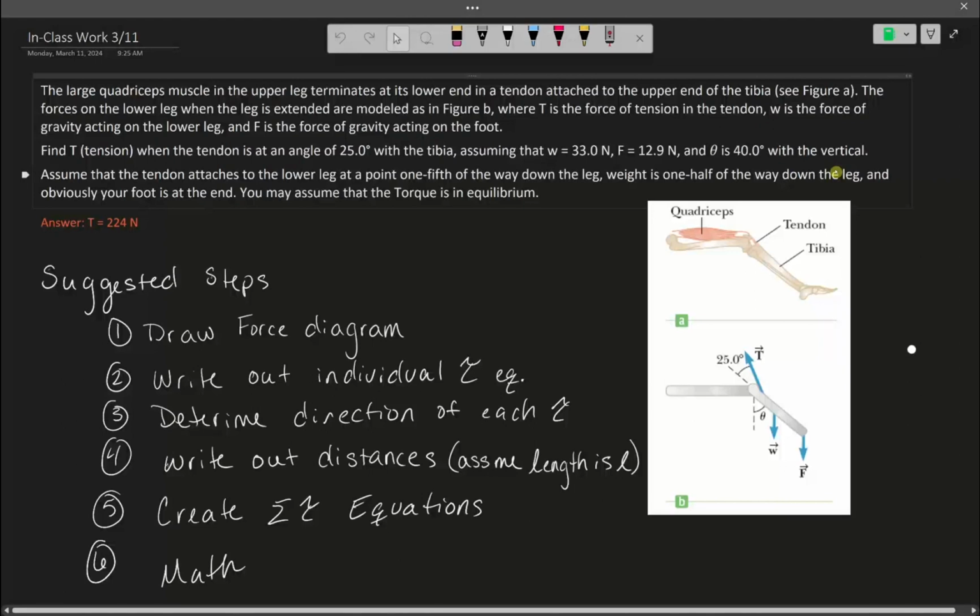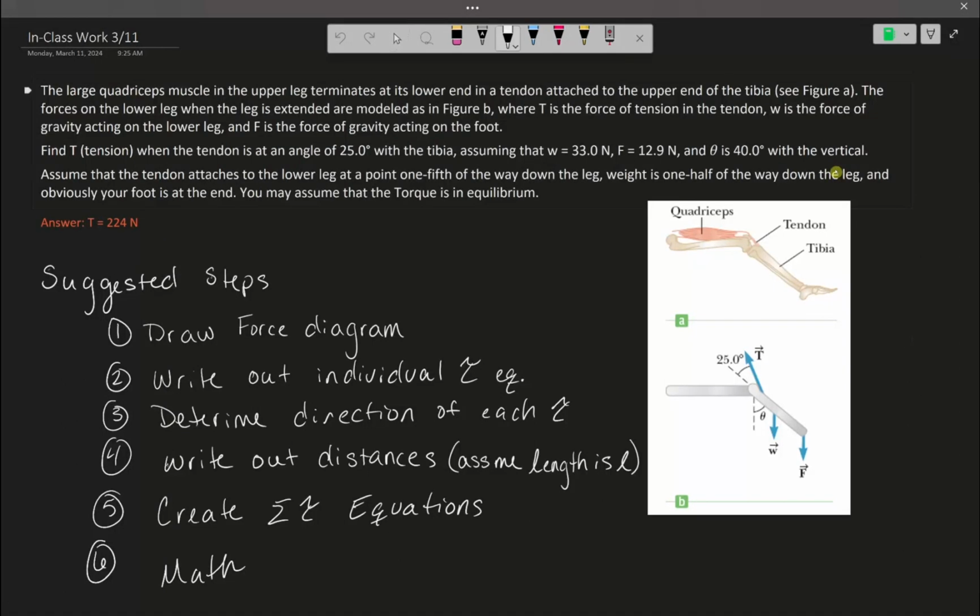So the large quadricep muscle in the upper leg terminates at its lower end in a tendon attached to the upper end of the tibia in figure A. The forces on the lower leg when the leg is extended are modeled as in figure B, where T is the force of tension in the tendon, W is the force of gravity acting on the lower leg, and F is the force of gravity acting on the foot.